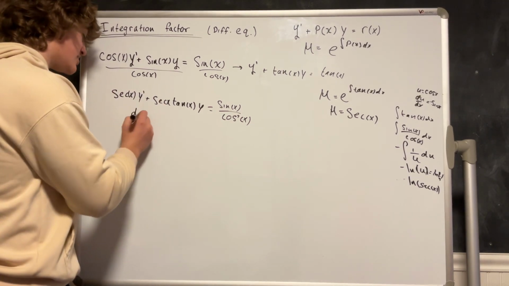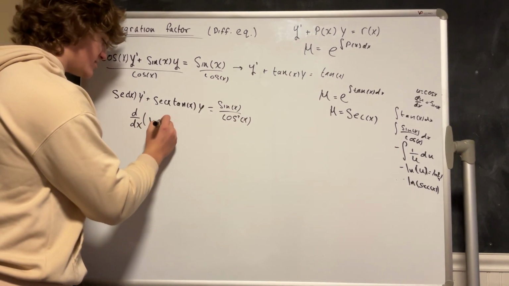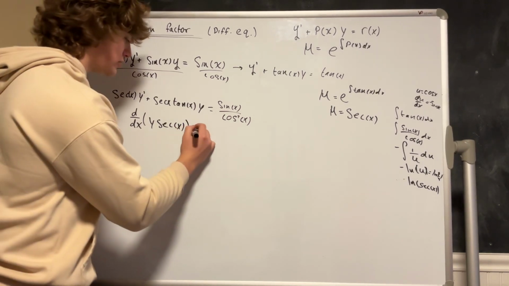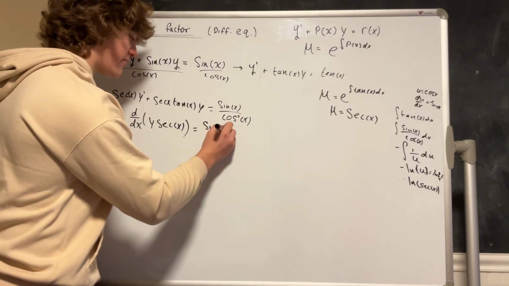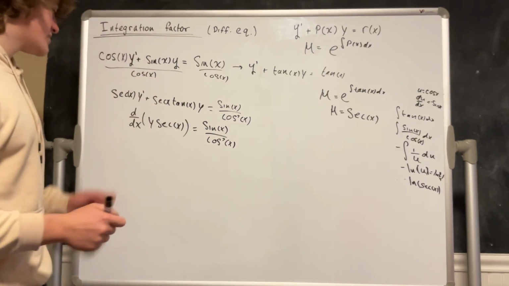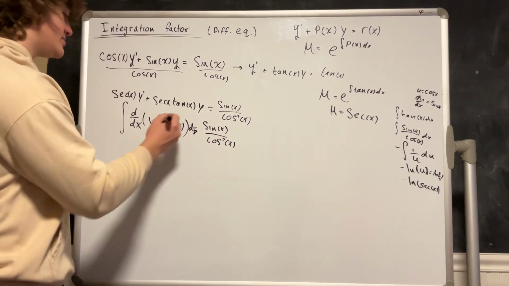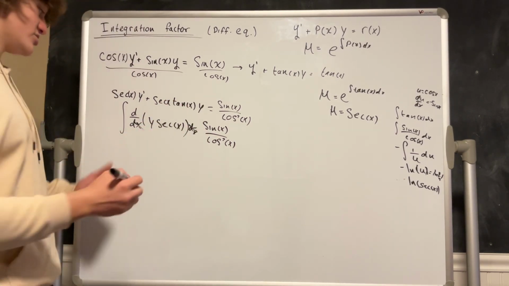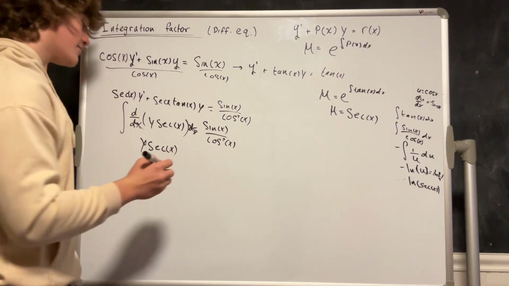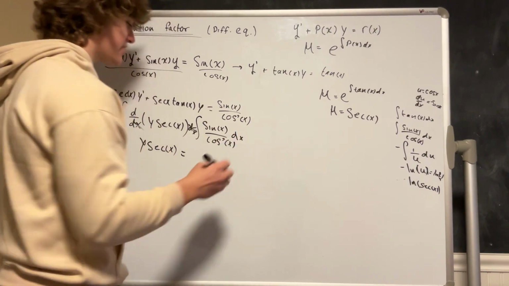So this you can recognize as the product rule of secant x times y. So this is the same as the derivative with respect to x of y times the secant of x, and that is equal to sine of x divided by cosine squared x. Now we are going to integrate both sides with respect to x. Now the integration and dx just drop out, and we get y times secant of x is equal to the integral of this function with respect to x.